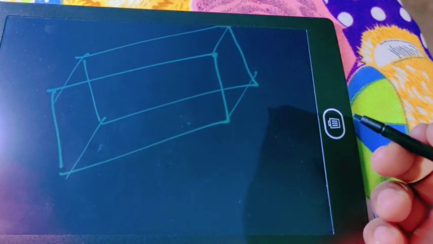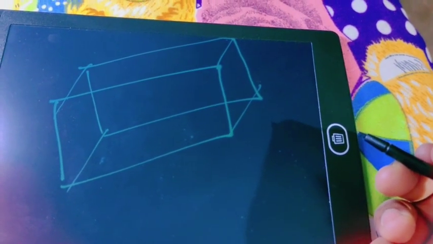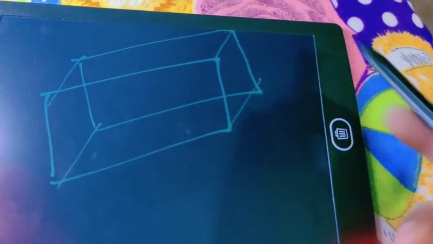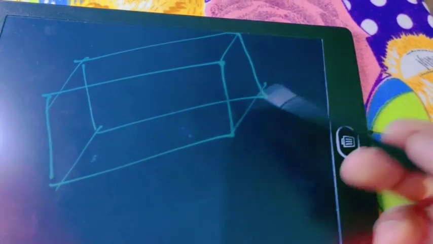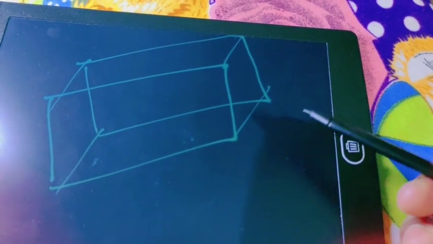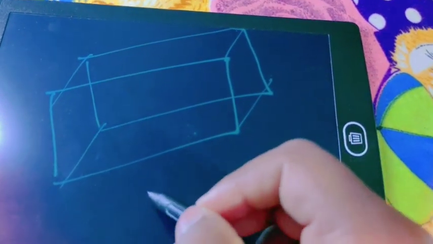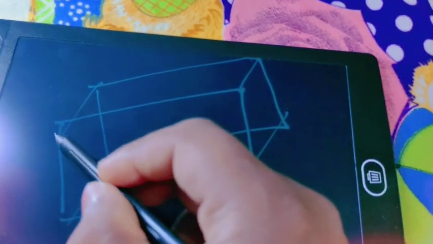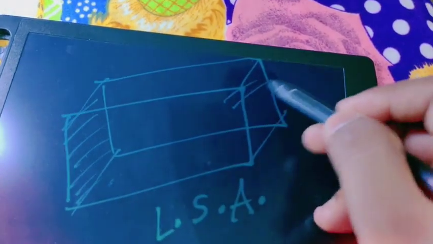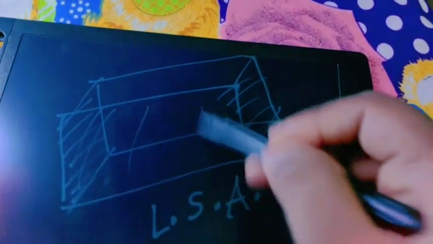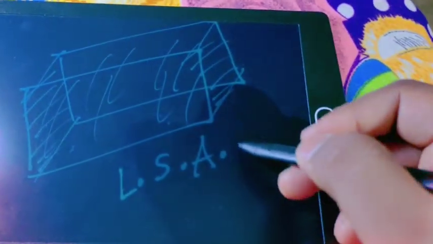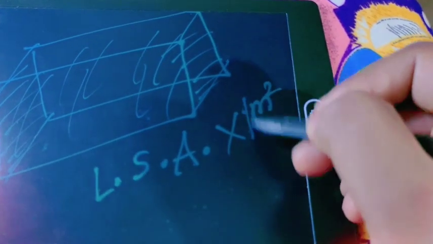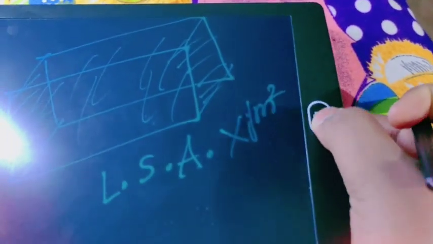Now, what kind of questions will the examiner ask you? The examiner will ask you how much cost will it take to paint the four sides of this room. Then you will have to calculate the lateral surface area of this cuboid first, and then multiply it by the cost per meter square that's given.